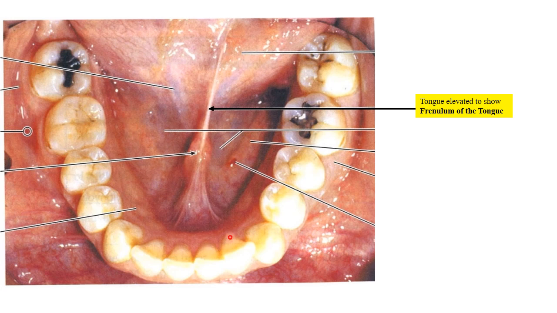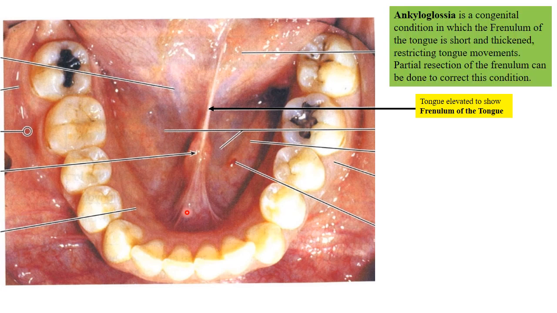But looking down here is where we're really interested, right here. This is the tongue that's been lifted right here. So we're looking at the bottom of the tongue, and this little thin piece of mucosa here connecting the tongue to the floor of the oral cavity. This is referred to as the frenulum of the tongue.